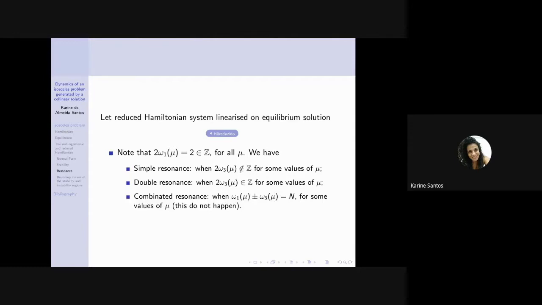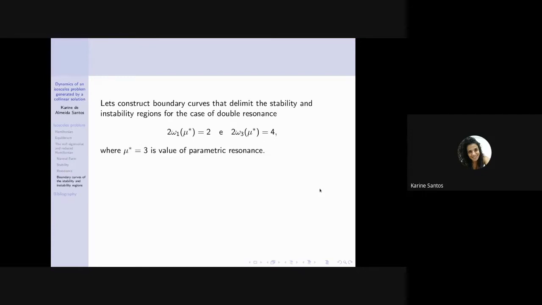And I will show one case in which we construct the boundary curves. In our case, the combination resonance happens when this condition is satisfied, but in our case, this does not happen. So I'm just talking about the double resonance in the one case that we worked. So we constructed the boundary curves for the resonance in this case, okay, and the value of parametric resonance is 3.